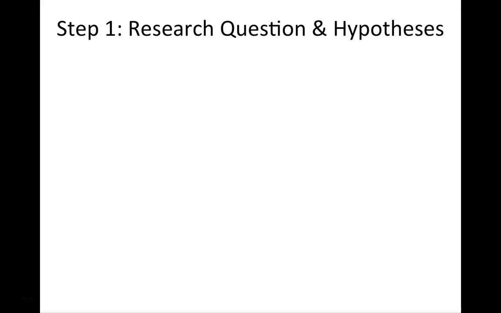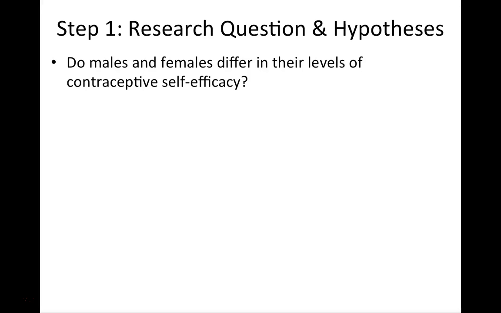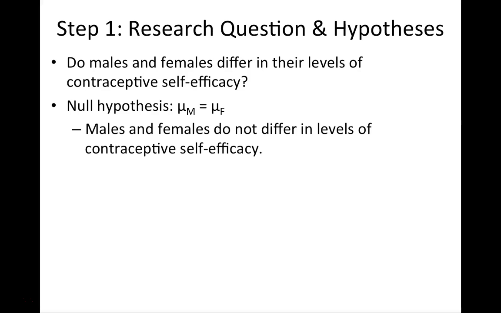So our first step, obviously we would have our research question before, is to state the null and alternative hypotheses. Coming back to the question that I gave as an example in the beginning: do males and females differ in their levels of contraceptive self-efficacy? Our null hypothesis would be that the population means for men and women are equal to one another. So males and females do not differ in levels of contraceptive self-efficacy.